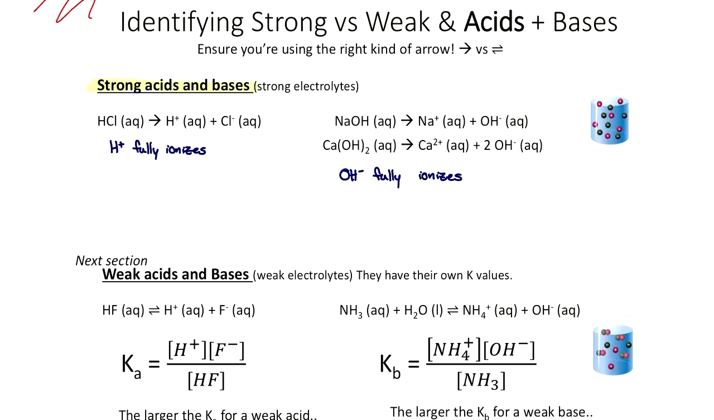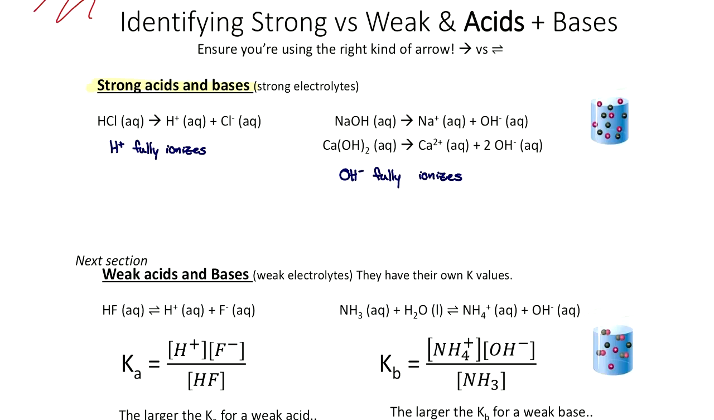Okay, so for strong acids and bases, in order to approach pH calculations, we have to recognize, am I working with a strong acid or strong base, or am I working with a weak acid or weak base? And that will dictate how we approach the pH calculations. So we're going to start with strong acids and strong bases first because they're the easiest.